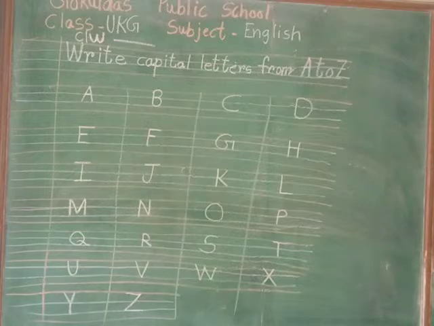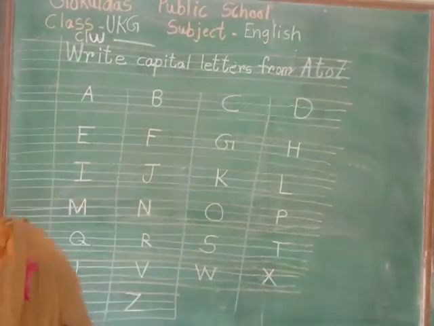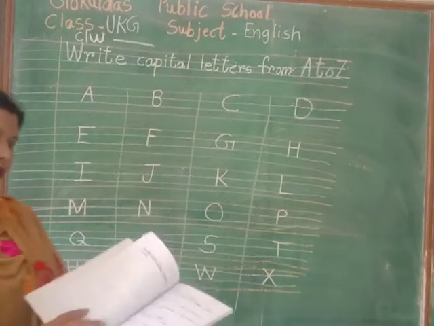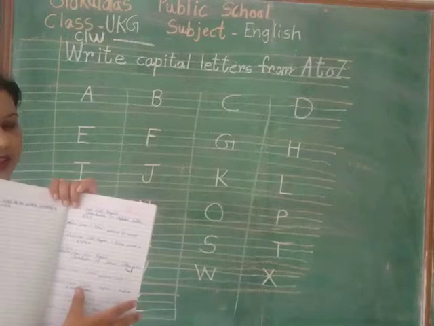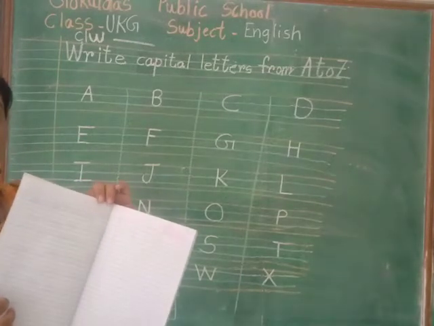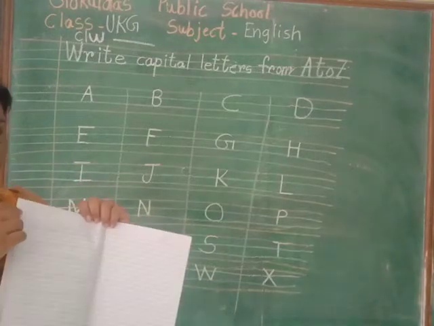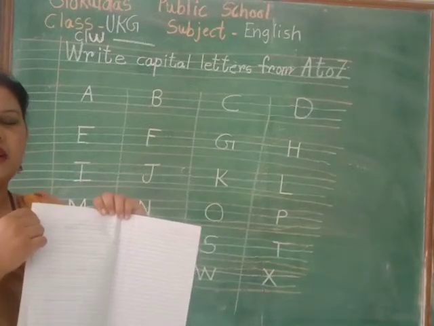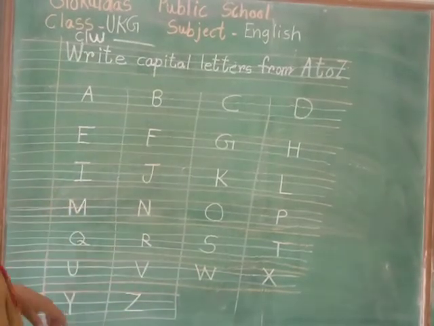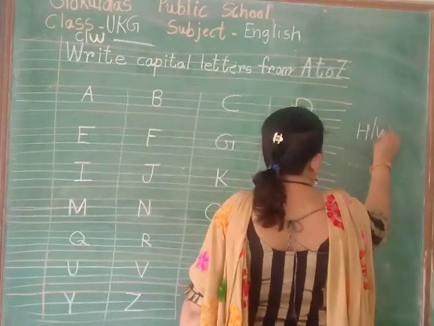Take out your new page. Turn your page. If this is your notebook and your work is done on this page, what do you do? You have to turn the page, go to the next page. Okay, write down CW, and write down HW here. First you will write here HW, go to the next page, write down HW in today's page.